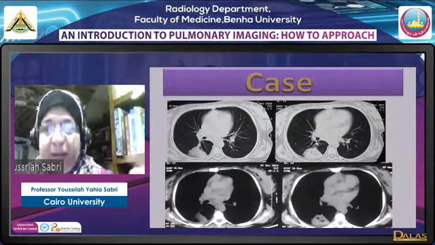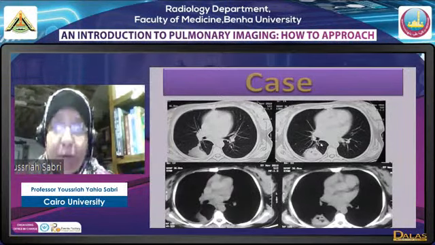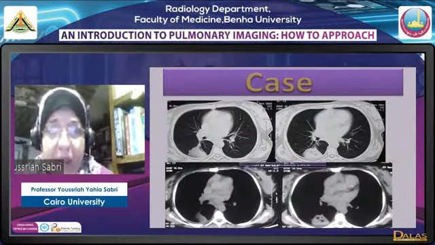Okay? So I have three things. A triad of crowded markings. Crowded markings mean volume loss, and a mass lesion, which is peripheral, subpleural, and has overlying pleural thickening. This triad actually equals round atelectasis.